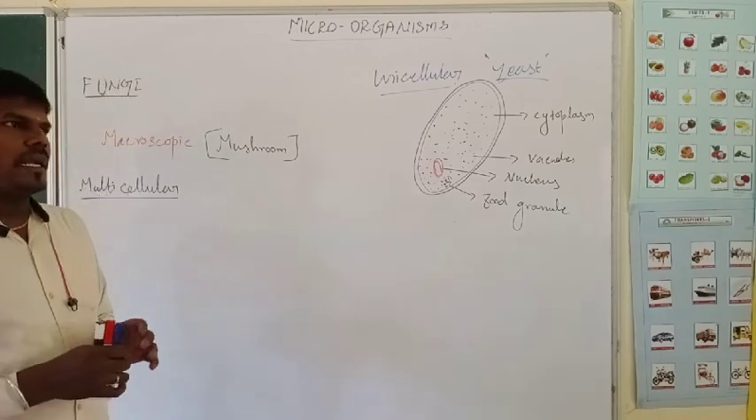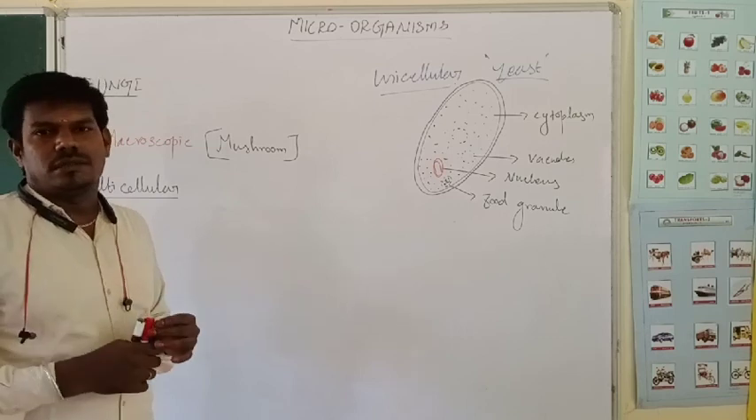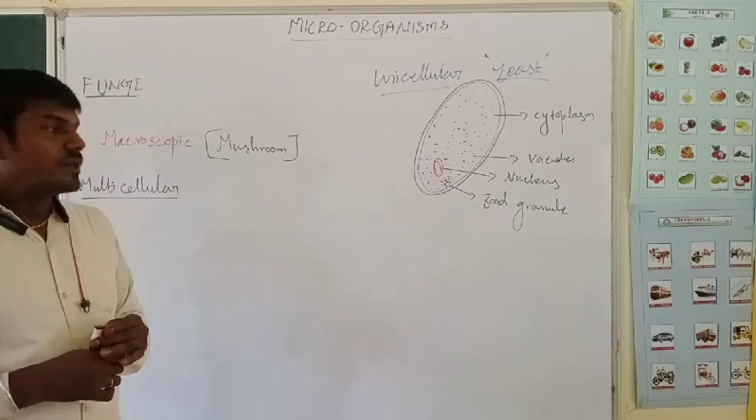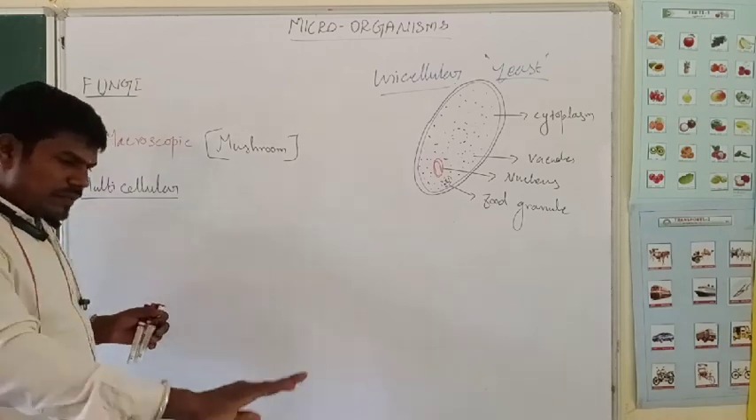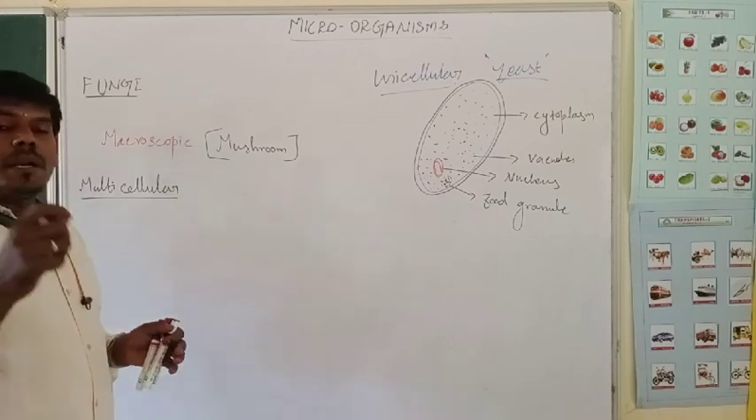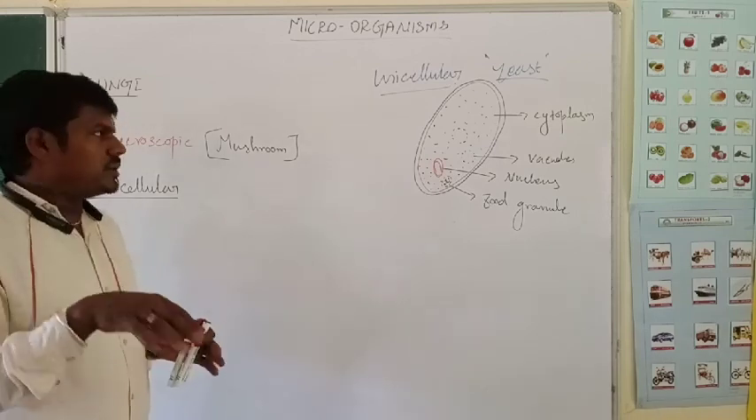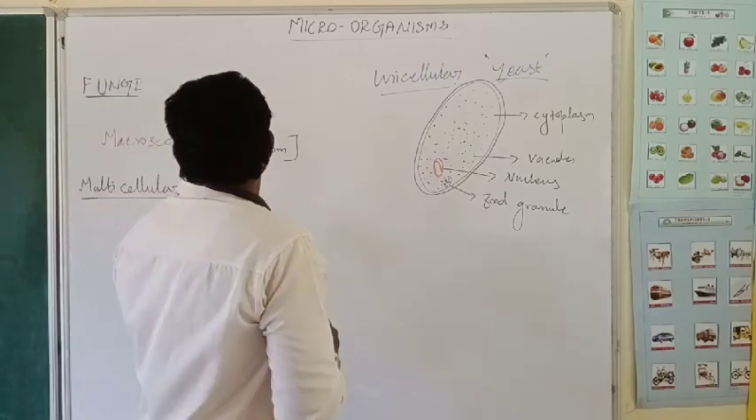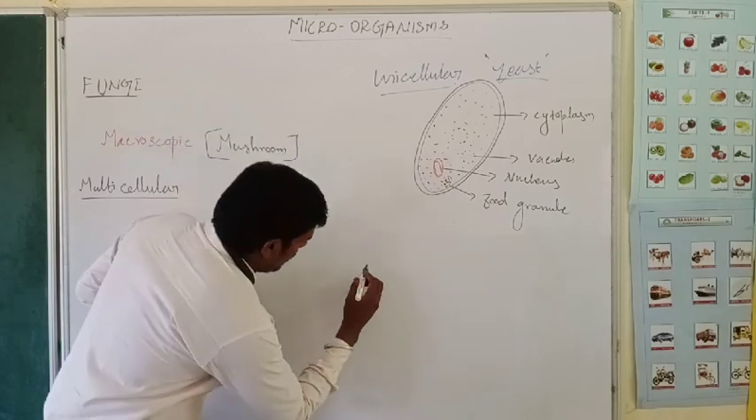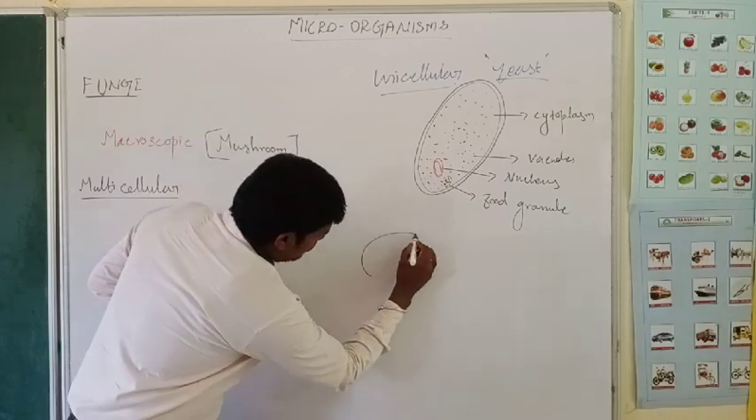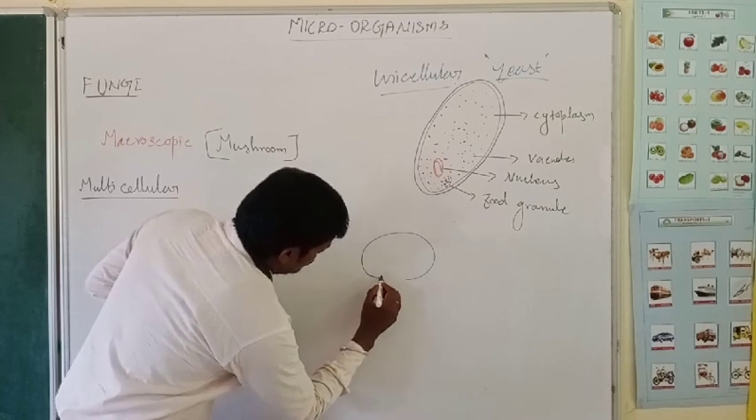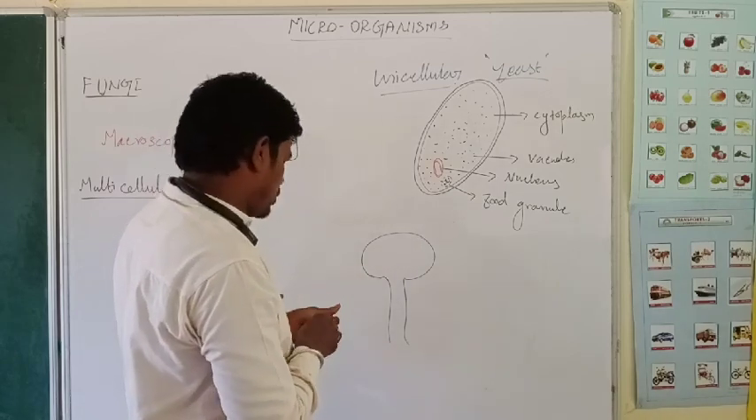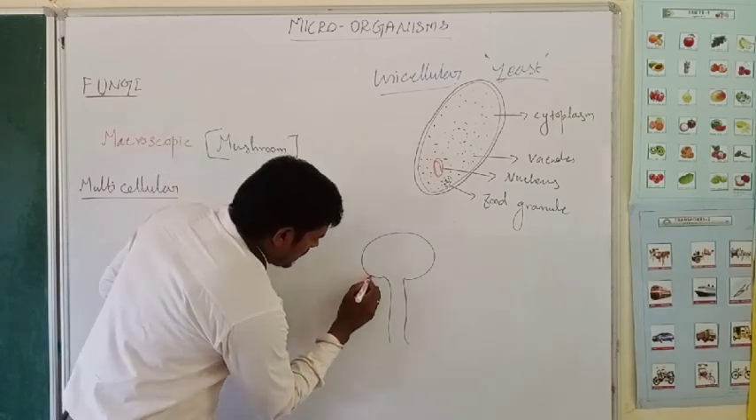Moist surface means you feel chillness during the rainy season. The air has some amount of water content. After the rainy season, on the outer surface of the land, an umbrella-like structure will grow. That umbrella-like structure is called a mushroom. I will draw the structure of the mushroom. The umbrella-like structure has, on the outer surface, a cap-like structure.